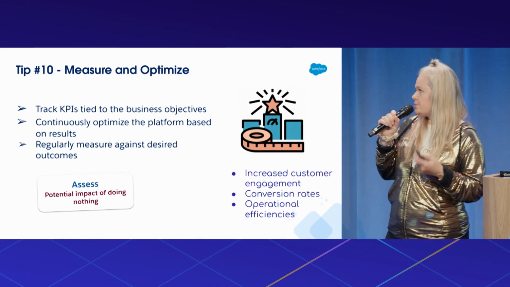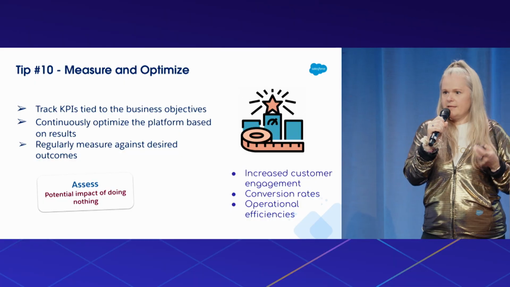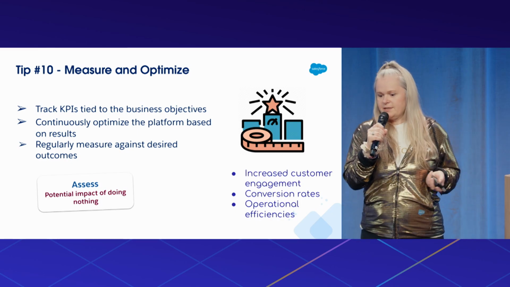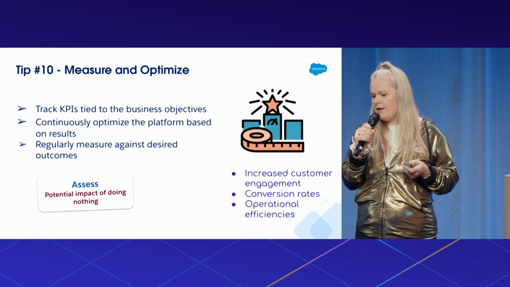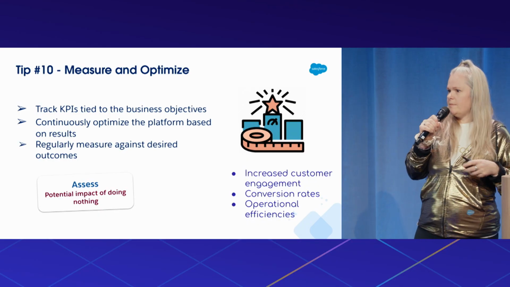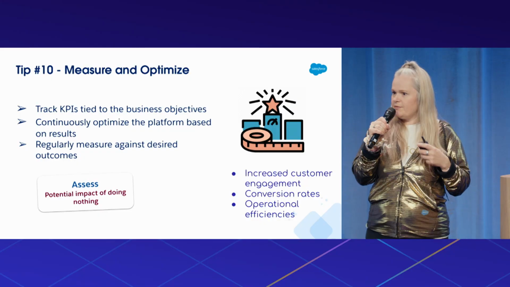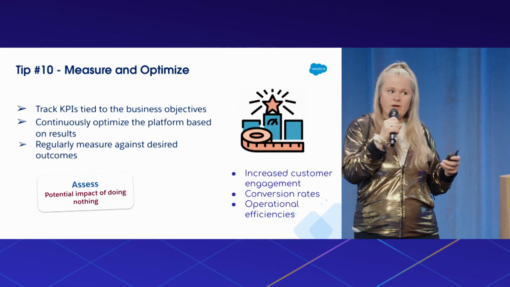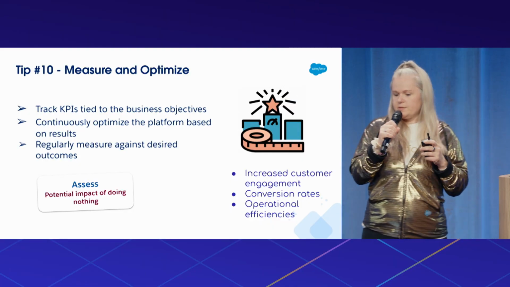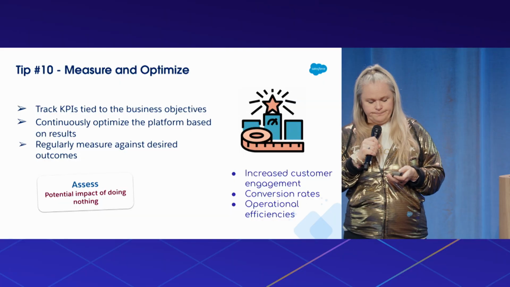Number 10, measure and optimize. You're always going to want to be thinking about, is this successful? Track your KPIs and tie those to the business objectives. You want to continuously optimize the platform based on these results. Regularly measure against desired outcomes. You probably want to be having discussions with the business, going over these KPIs, seeing if they meet their expectations. If not, you know where to go back and start changing things and making adjustments. So you always want to be on top of the measurement of success.